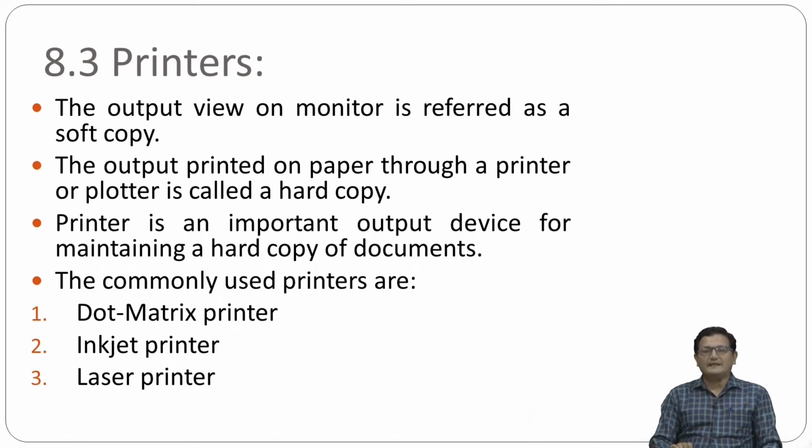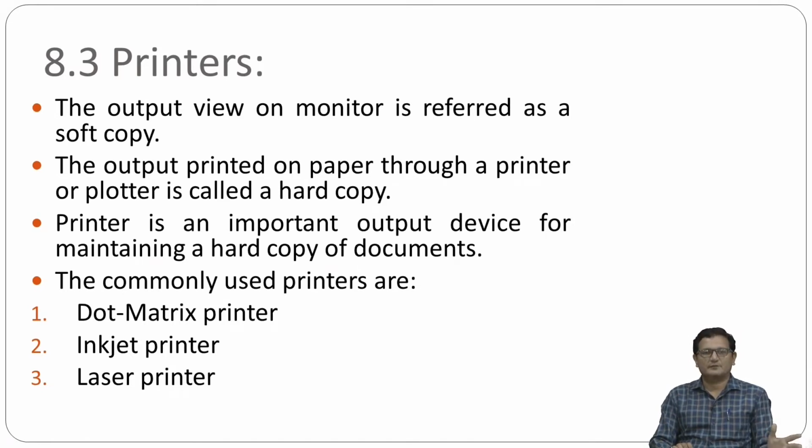Okay, so mainly we have seen two types of monitors, CRT and LCD. Now we will see, let's suppose you have any data, any document which is available in the form of soft copy, and if you want to take its hard copy, if you want to take its printout, if you want to take that data on paper, so obviously what you need to do is use a printer, right? So the output view on the monitor is referred to as the soft copy.